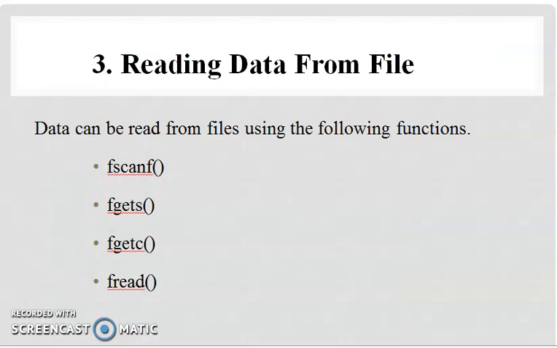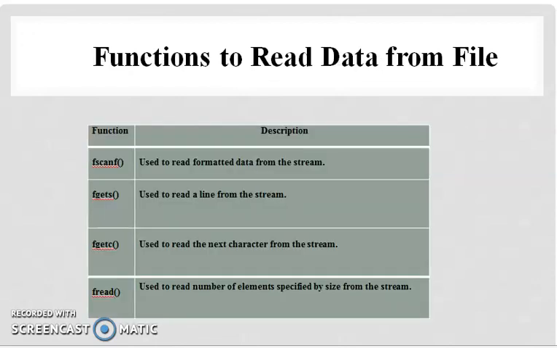Third one is reading data from a file. Data can be read from files using the following functions. First one is fscanf(), second one is fgets(), third one is fgetc(), and the last one is fread(). Functions to read data from a file. First function is fscanf(), which is used to read formatted data from the stream. Next one is fgets(), which is used to read a line from the stream. Third is fgetc(), which is used to read the next character from the stream. The last one is fread(), which is used to read a number of elements specified by size from the stream.